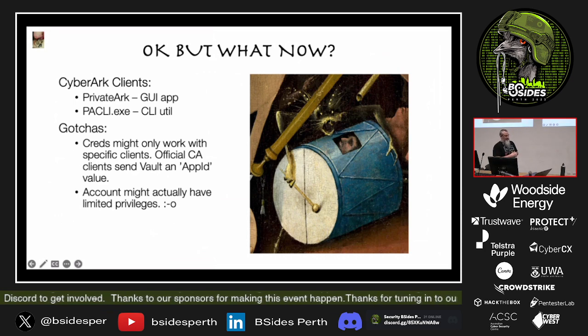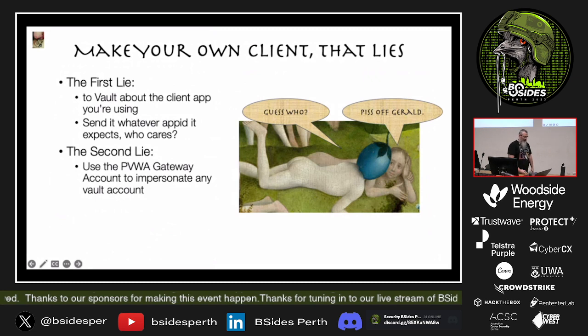And similarly, most of the accounts used by these component services have relatively limited privileges, so you need to be a little bit clever and make a client that lies. So it took a little bit of horsing around in mixed mode .NET assembly hell, but we eventually managed to figure out how to write our own CyberArk client that can lie to Vault about what client ID it is, authenticate to Vault, list secrets, and retrieve them in plain text.